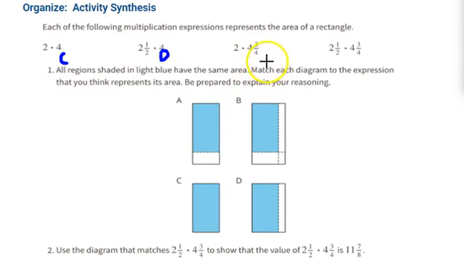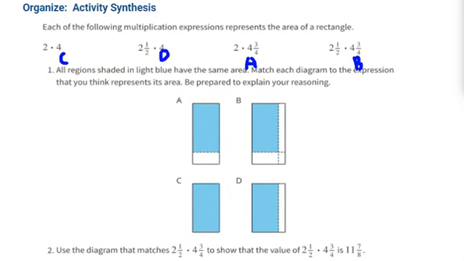Here we've got 2 times 4 3/4. And that's going to be A. Why? Well, it's because we have a little bit more than that for width. And so that means this one has to be B, which makes sense because it is the one that's got a little bit more on the side and it's got a little bit more on the bottom here.